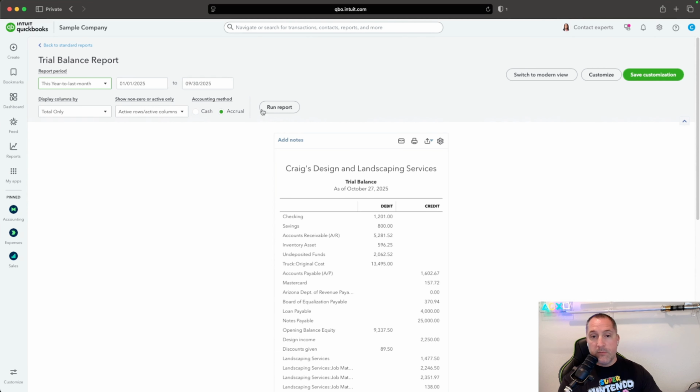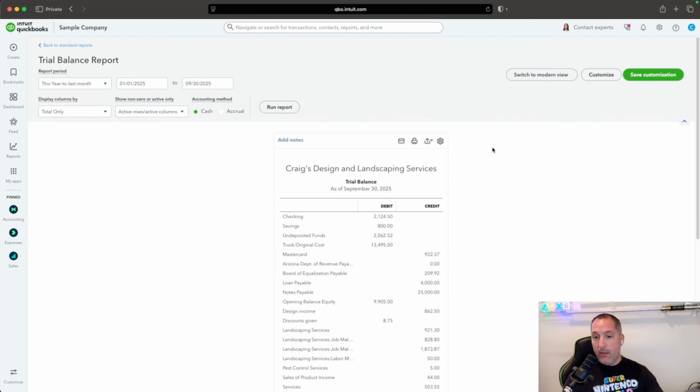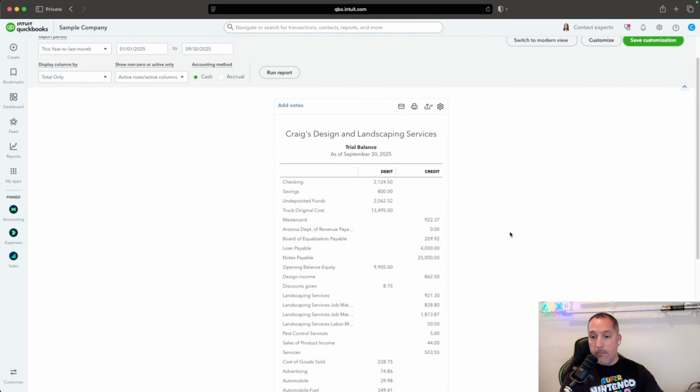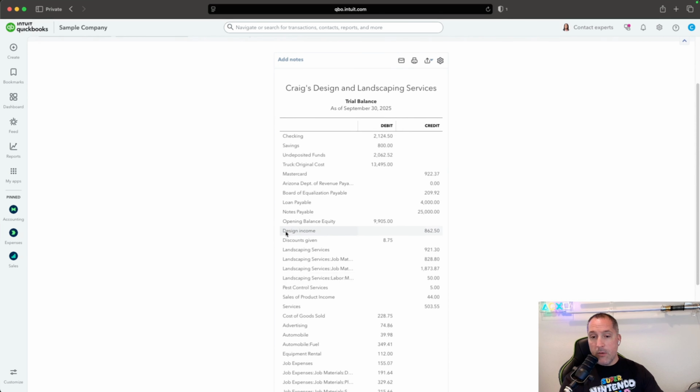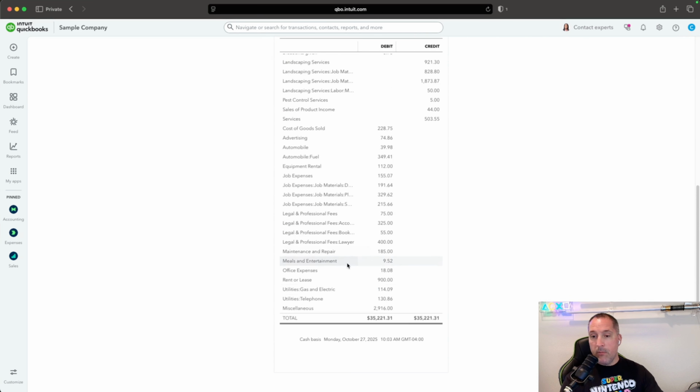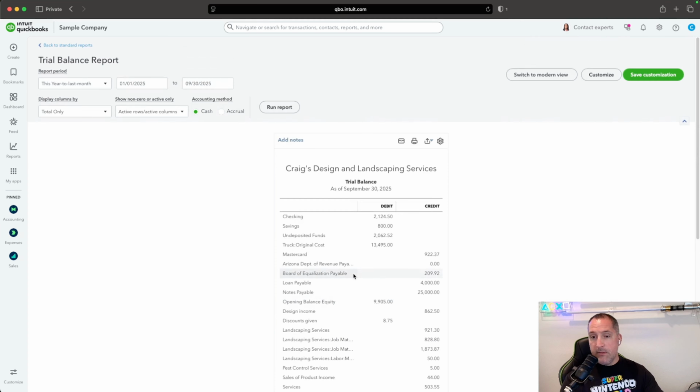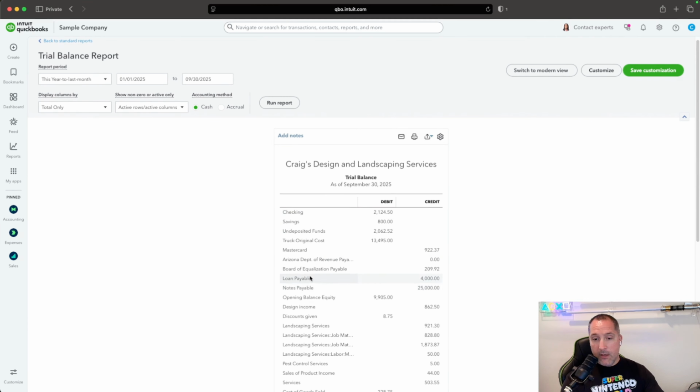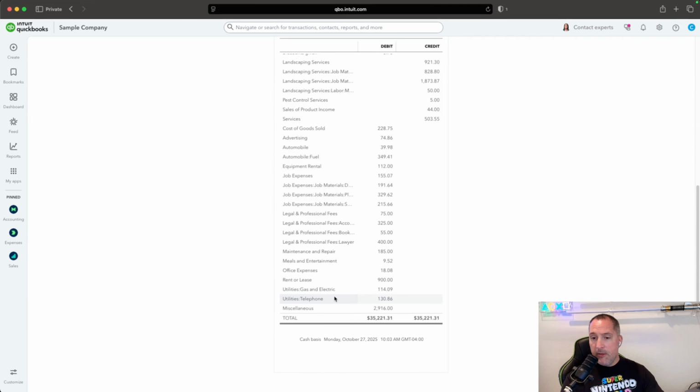This year to last month, we'll run a cash report, and we'll see the same amounts we saw on the P&L, starting here with our income and going down. These are our P&L accounts. And then we'll see the same amounts we also saw on the balance sheet as well. We'll have assets here, liabilities here, equity here, and then we'll have income and expenses.